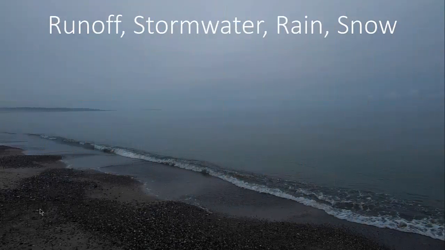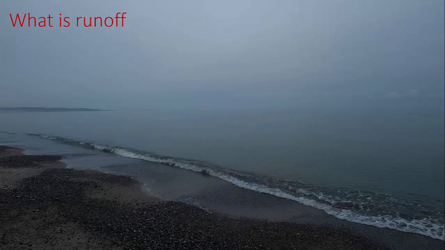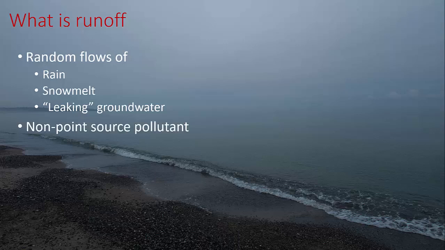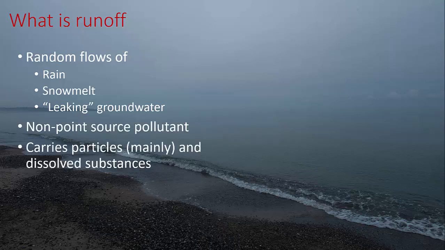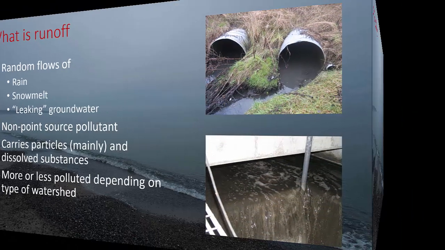Hello everybody. Tonight we're gonna talk about runoff, stormwater, rain, snow. Basically, what falls down will run off. What is runoff? It is random flows of rain, snow, and also leaking groundwater. Furthermore, it is a non-point source pollutant, and it will carry particles, mainly particles and dissolved substances. And depending on the watershed, it will be more or less polluted.